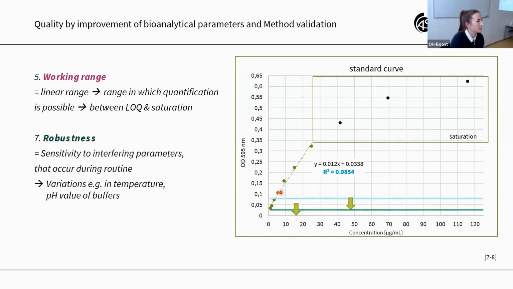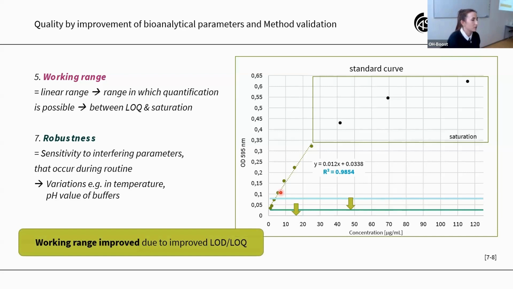Robustness is a parameter that I put in brackets because we cannot improve the robustness, so the sensitivity to interfering parameters, but we can put our system or our process into better conditions. For example, we can better control our temperature conditions. So working range can be improved due to improved LOD and LOQ.